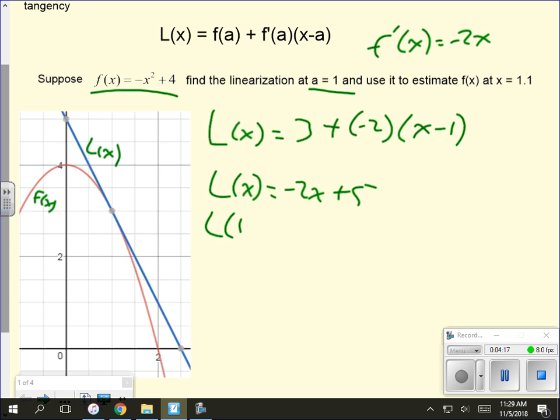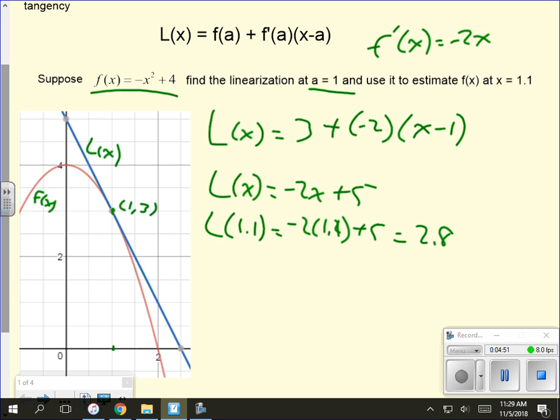Now, use 1.1. So what is the linearization of 1.1? Okay, so I plug in 1.1 for x. Negative 2 times 1.1 plus 5. 2.1, 2.2, negative 2.2. So I end up getting 2.8. And the idea of this is I have this straight line, and over here, this is where 1 is. Right here, this is the point 1, 1. Actually, it's 1, 3.